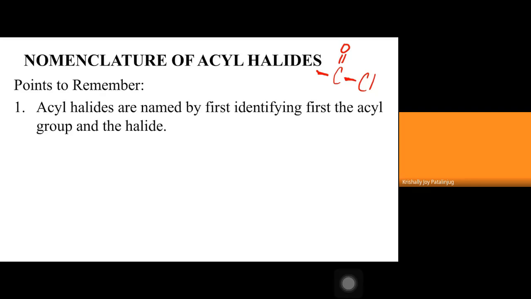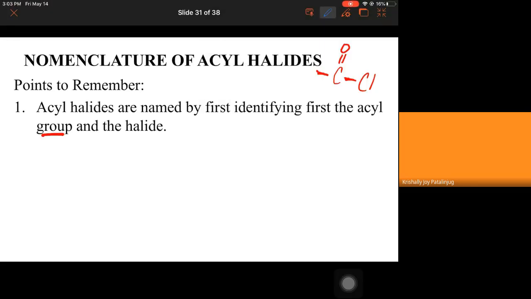Okay. In naming, they are named by first identifying the acyl group. So you identify this part, the acyl part, then the halogen, the halide. The halogen is easy. You will say if it is Cl, it is chloride. If it is Br, it is bromide. We start with the acyl group because that is the parent, and the substituents are attached to the acyl group. So that is the first one to name.